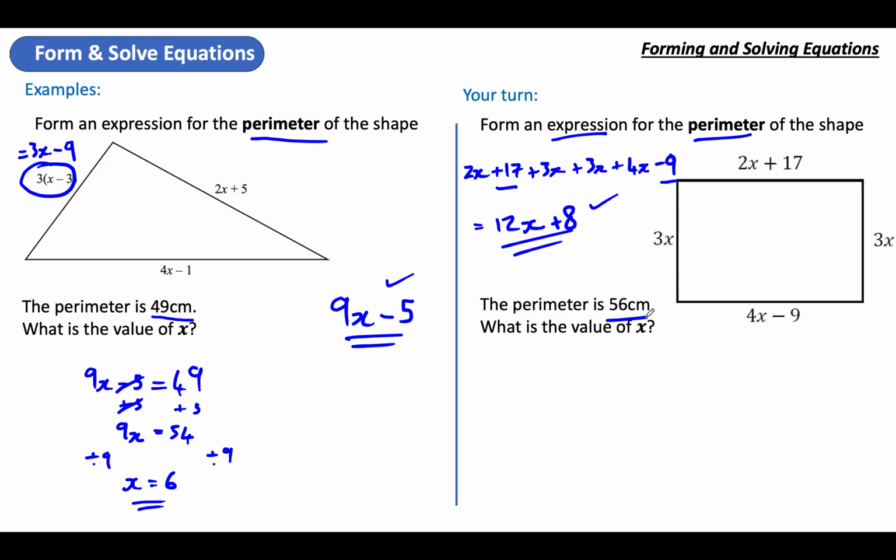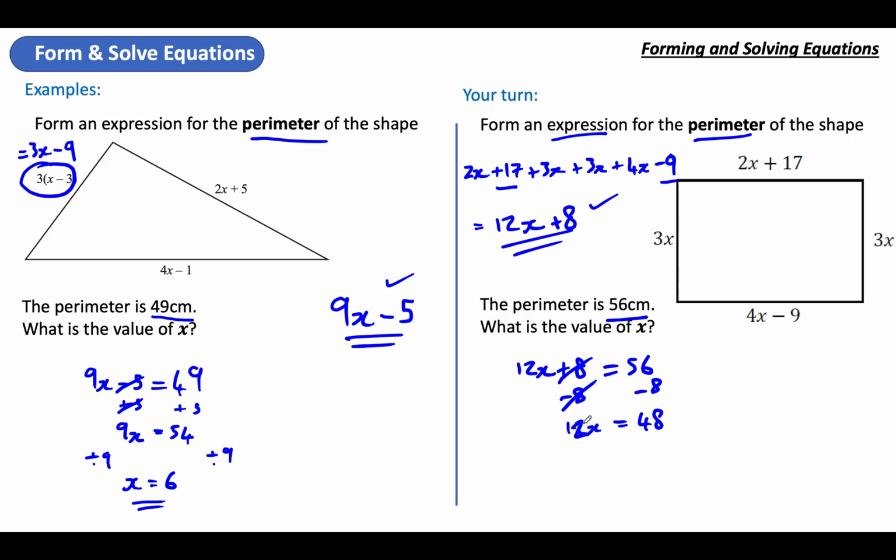Now, new bit of information. The perimeter is 56, but we also know that 12x plus 8 is the perimeter, and so is 56, so they are equal. And then solve. Take away the 8 from both sides. 12x is left on its own. 56, take away 8 is 48.